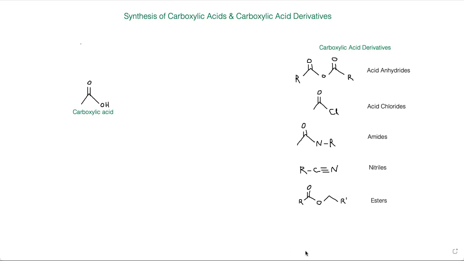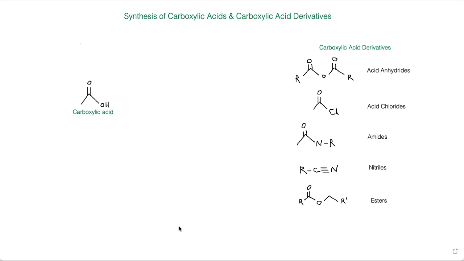And then over here on the right, we can see all the different types of carboxylic acid derivatives. So we have acid anhydrides, which are characterized by that kind of ester in the middle. And then acid chlorides, which is like a carbonyl group bonded to a chloride. Amides, which have that nitrogen bonded to an R group. And then nitriles and esters down here.